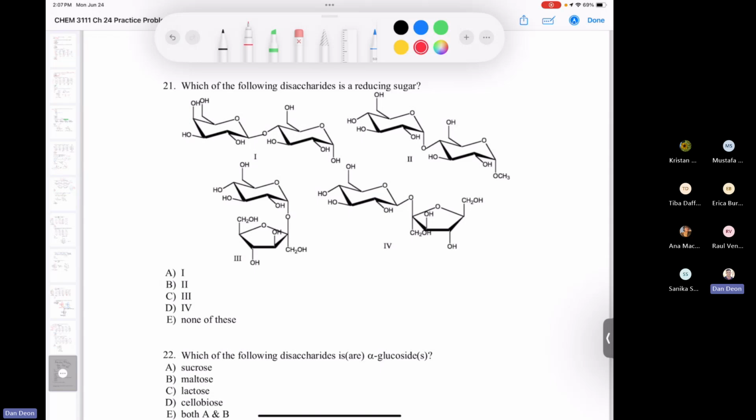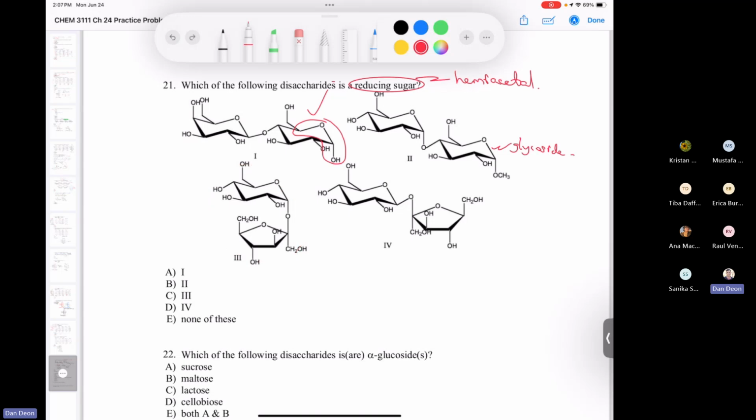Which of the following is a reducing sugar? Remember, if it's a reducing sugar, we're looking for a hemiacetal, not a glycoside. The first one has a hemiacetal in it, so it's a reducing sugar. This one is a glycoside, so it's not a reducing sugar. This one is sucrose, which you can probably recognize, and so it's not a reducing sugar. Either way, you can just try to find a hemiacetal and you'll find that there is none in here.